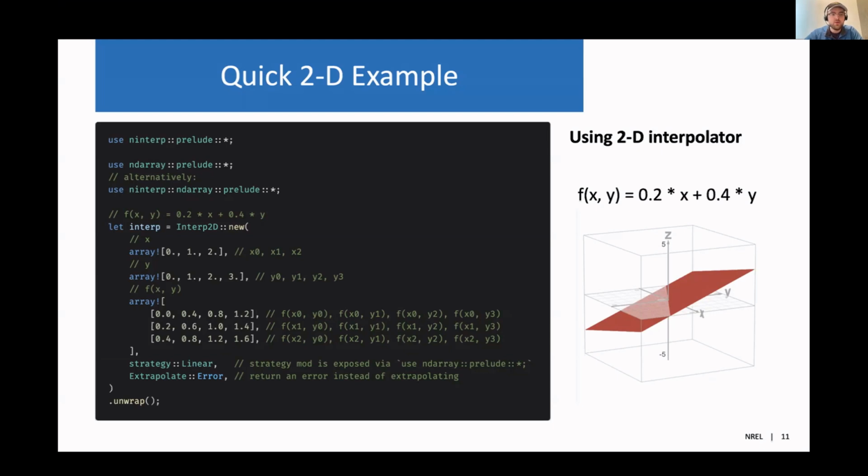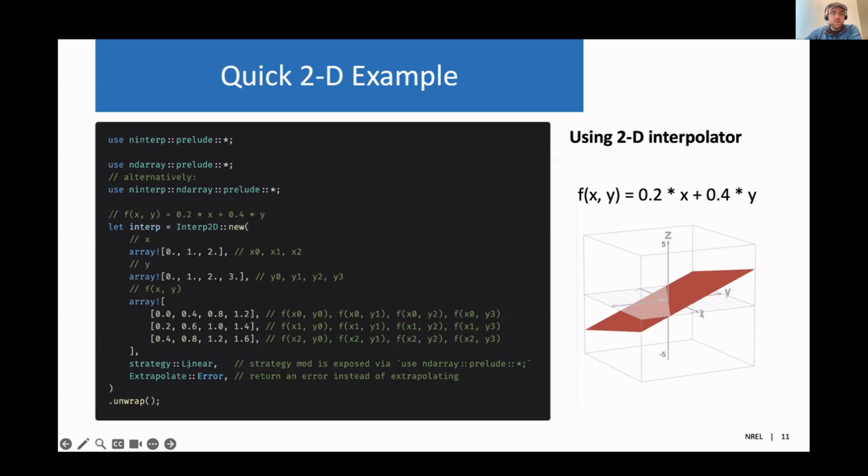First step is to import the prelude and then import the ndarray prelude. And interp also re-exposes this, so that might be easier to do than bringing your own dependency. And really all we do is call interp 2D new and provide our x value grid. So we have function values at x equals 0, x equals 1, x equals 2. And same thing for the y, we have 4 y values that we're evaluating over. And then the function values here that we're providing match.